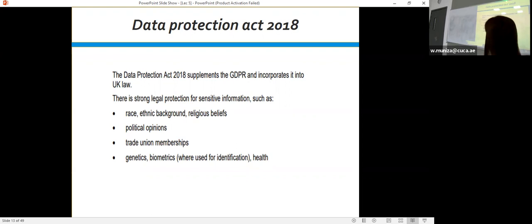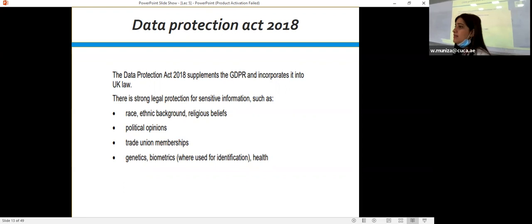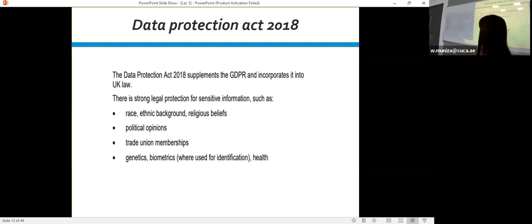And there is strong legal protection for sensitive information such as race, ethnic background, religious beliefs, etc. From where the person is coming, what is his or her race, which particular cultural group this person belongs to, that is ethnic background, and what are the religious beliefs of a certain individual. This is confidential information and it is not going to be leaked.